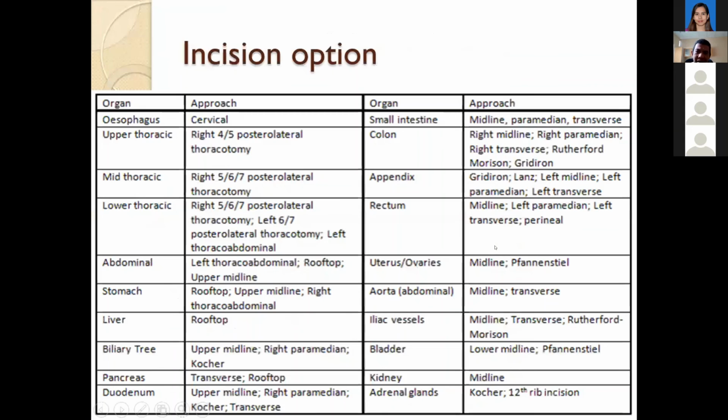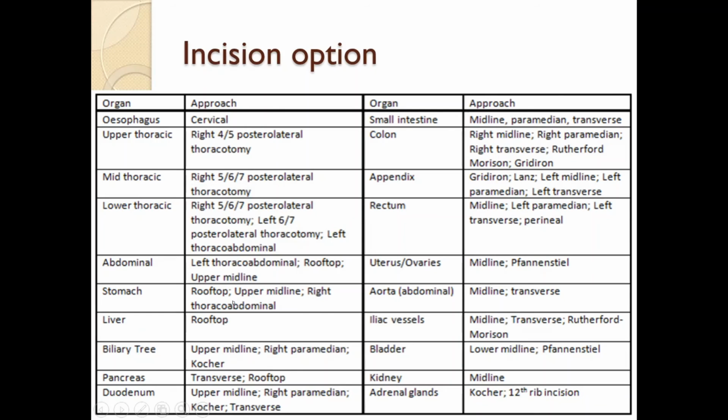Okay, the next slide is on options: what options of incision you can use when dealing with pathology of the abdominal organs. For the esophagus, as I mentioned just now, people usually do a thoracoabdominal approach. For the upper thoracic esophagus, usually open the abdomen too: a left thoracoabdominal approach or rooftop incision, but a rooftop incision is a bit difficult to reach the proximal part of the esophagus if it is higher. For the stomach, usually we use a rooftop, depending on the preference of the surgeon.